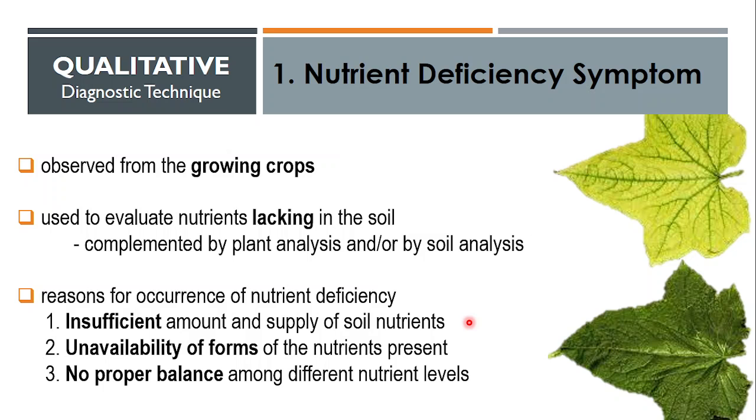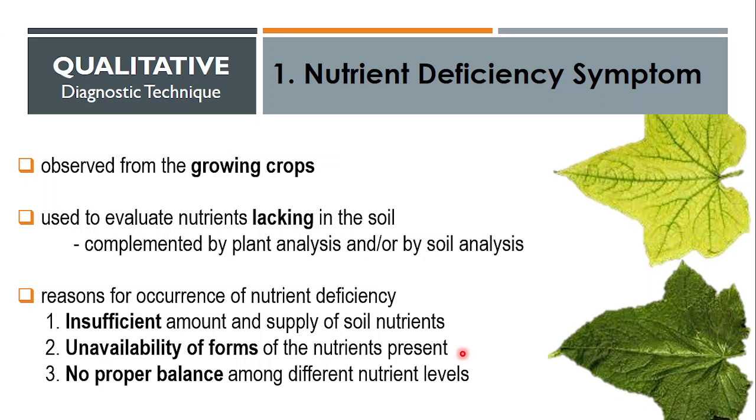Let's say, for example, a healthy plant looks like this. It is green in color. But if it lacks nitrogen or kulang yung na-absorb niya na nitrogen dahil low ang nitrogen in the soil, the leaves will become yellow or it will manifest yellowing. Okay? The second reason is the unavailability of forms of the nutrients present. Nutrients are available in the soil or present in the soil in their inorganic form and organic form.